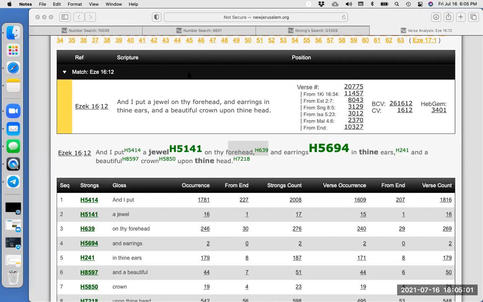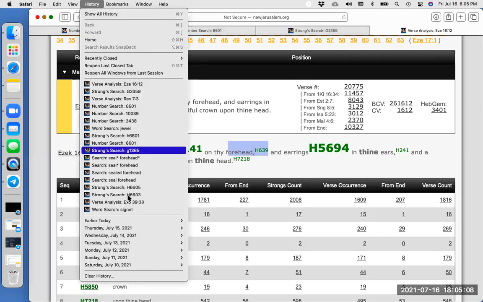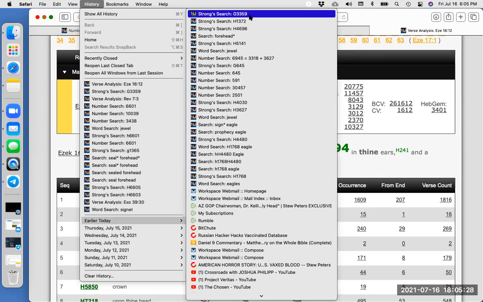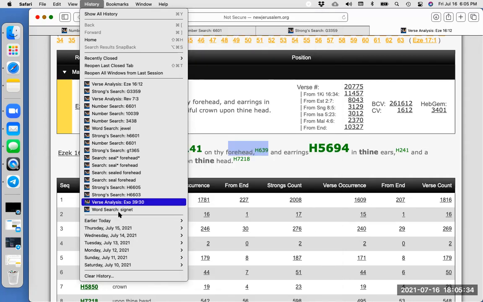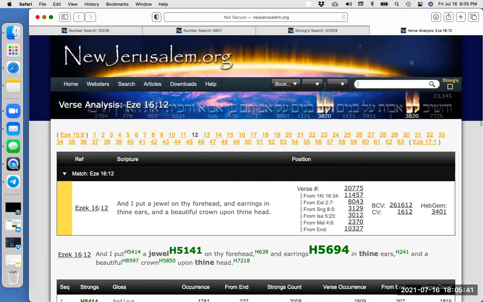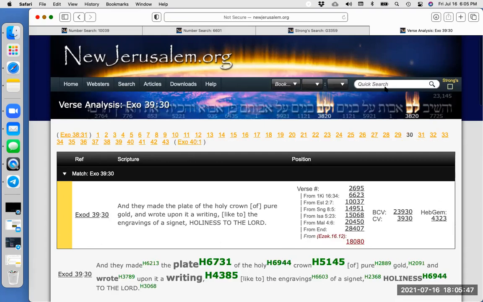How did we get that 6604? Hold on, let me go back to history. Here it is, 6603, 6605, from Exodus 39:30, which was, we were looking for signet. Signet ring, yeah. Jewel. And there we are, 33, that's where we was with the forehead in the Greek. And then we're going to the signet, Exodus 39:30. Let's try it out. Exodus 39:30. Oh yeah, I remember that distance.